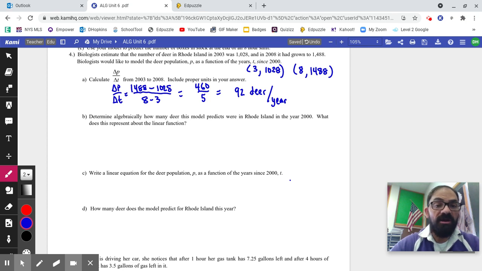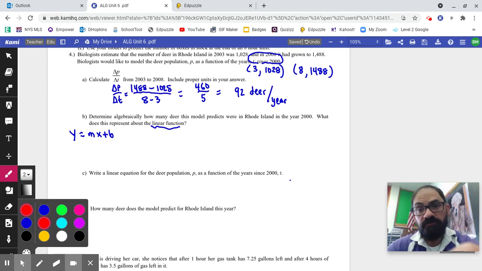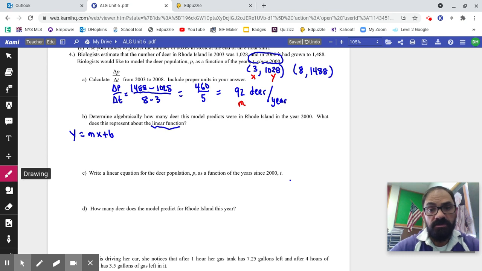So determine algebraically how many deer this model predicts were in Rhode Island in the year 2000. Well, if we go back up to the top of this where it says since 2000, that would be the starting point. So when we talk about linear functions, y equals mx plus b, the b is the starting point. That's the y-intercept. So that's what it's asking us to find. Now I can use either of the 2 points up here for my x and my y. And I already know this is my slope, the m, so I can plug them into the equation and solve for the y-intercept. So let's just do that.